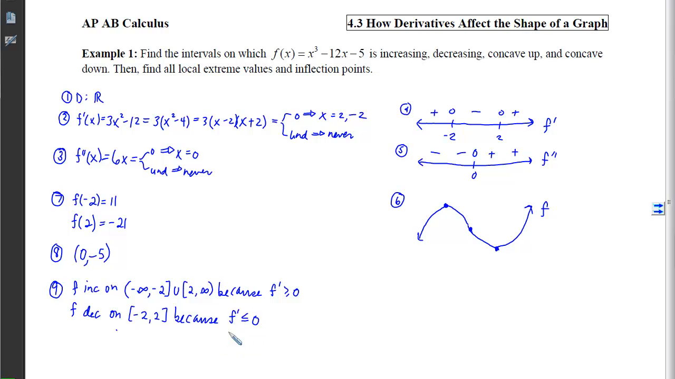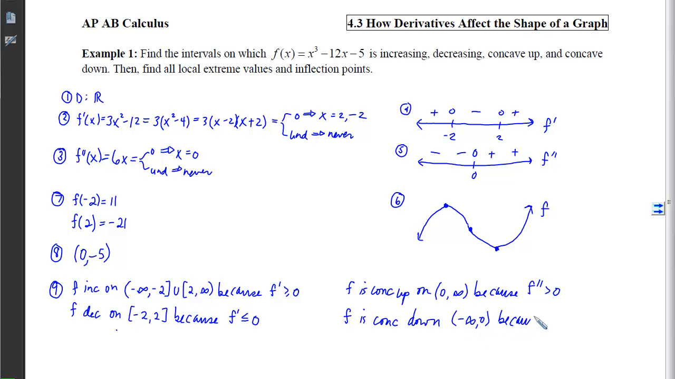We can also say that f decreases on the interval from -2 to 2, because f prime is less than or equal to 0. We can also say information about concavity. So we can say f is concave up on the interval from 0 to infinity, because f double prime was positive. And we can say f is concave down from -infinity to 0, because f double prime was negative.